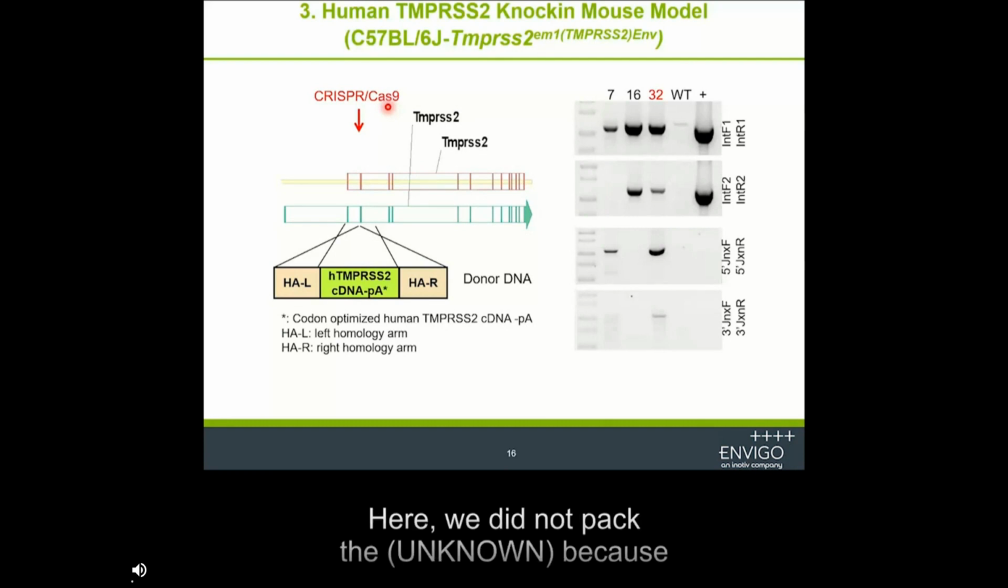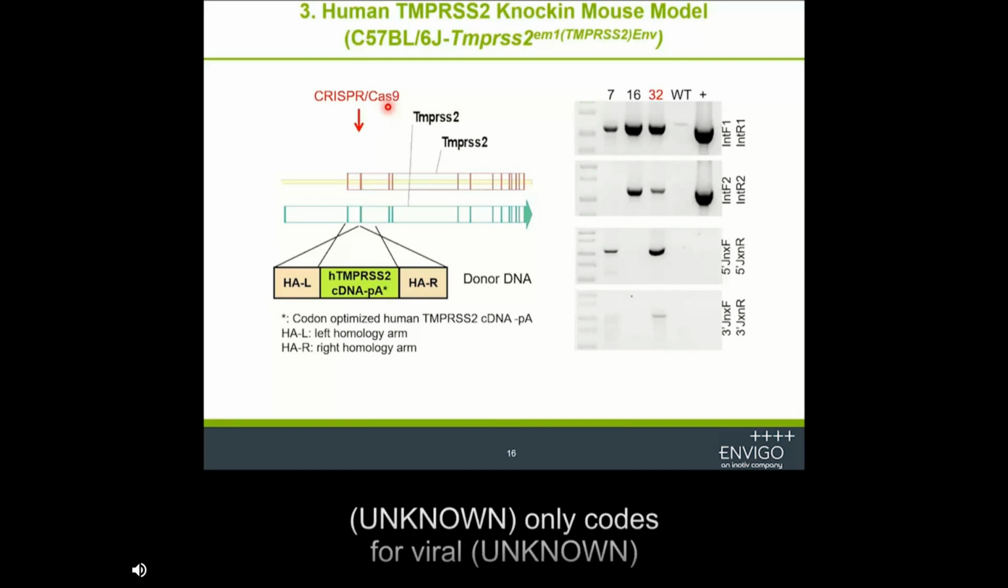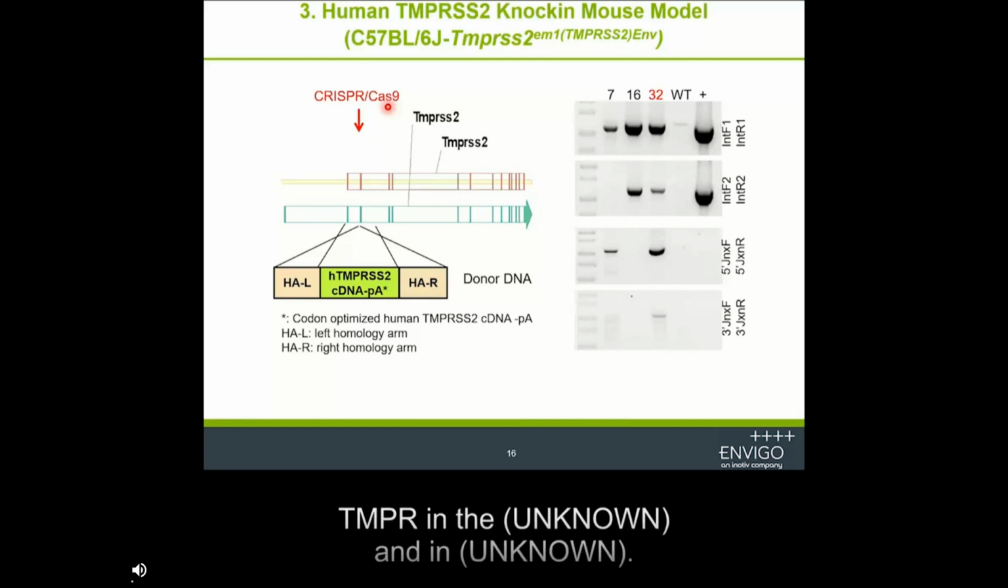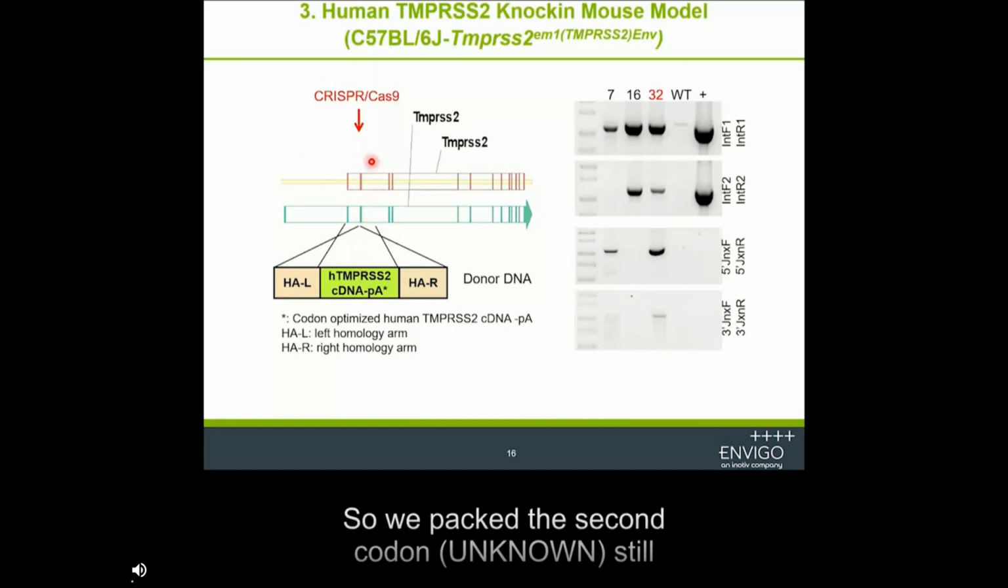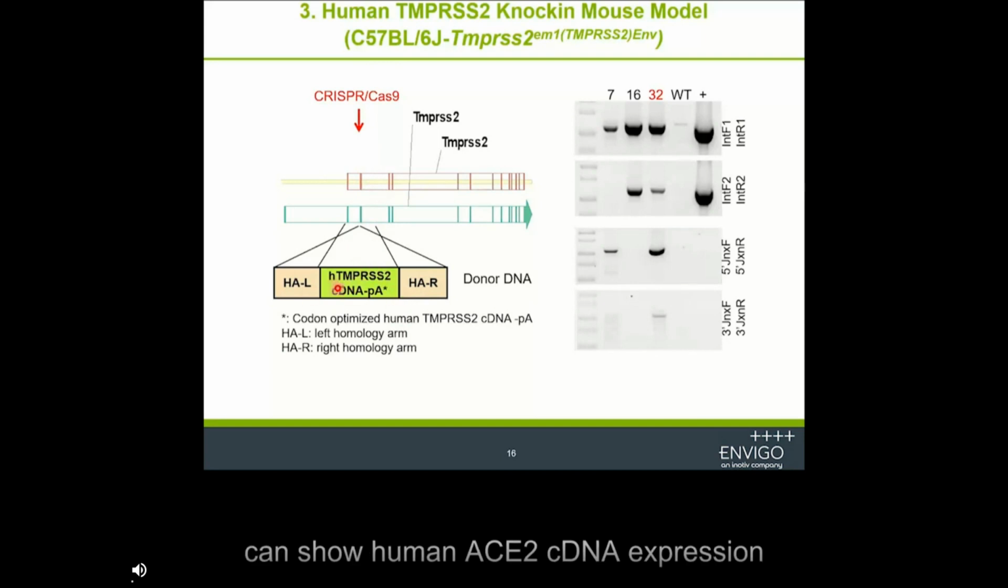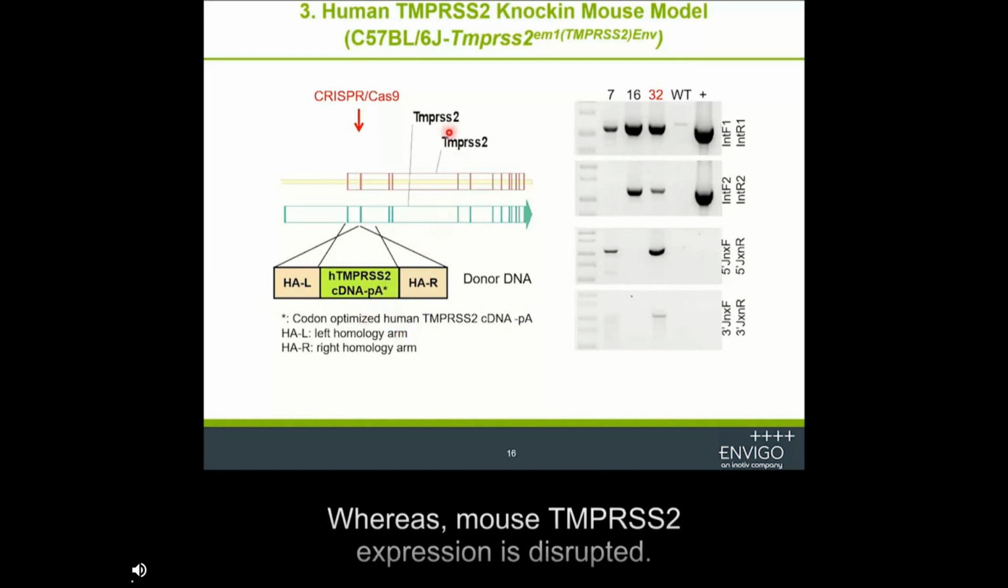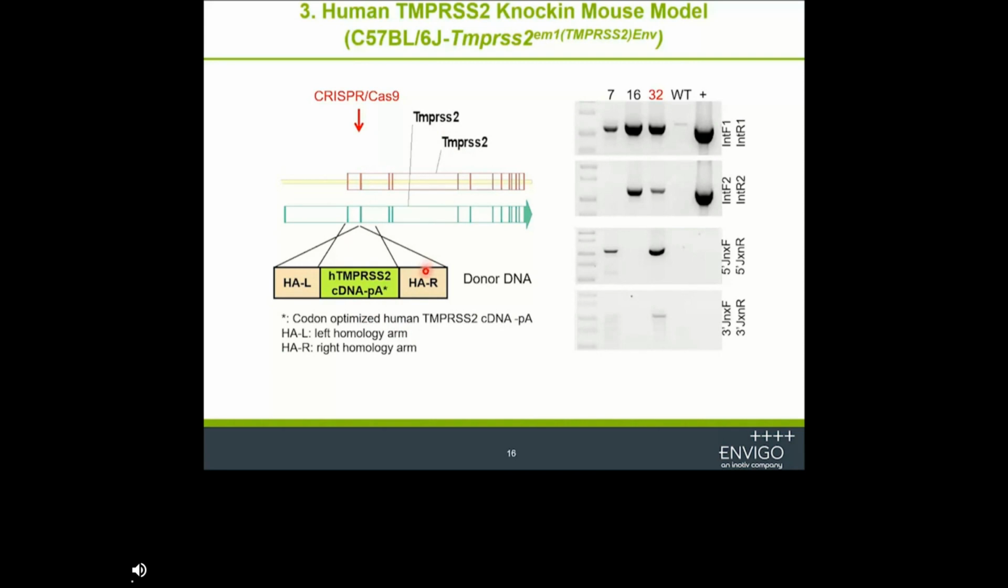Here we did not replace the first coding exon, because it only codes for 5 amino acids, and there is no difference between human and mouse TMPRSS2 in the first 5 amino acids. So we replaced the second coding exon. This design still shows human ACE2 cDNA expression is under the control of the mouse TMPRSS2 promoter and regulatory elements, whereas the mouse TMPRSS2 expression is disrupted.